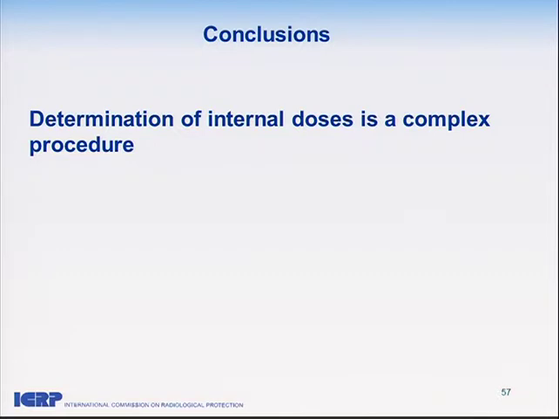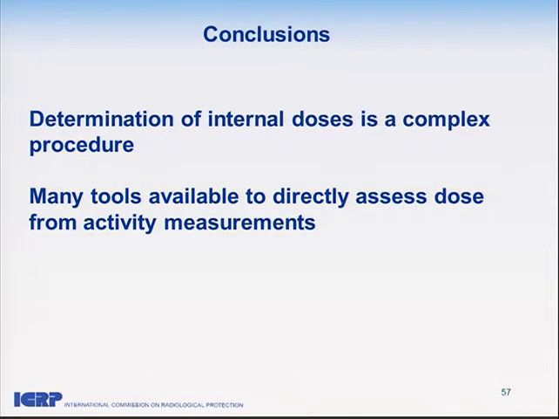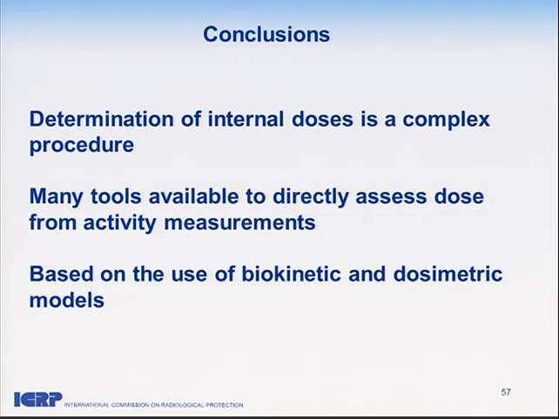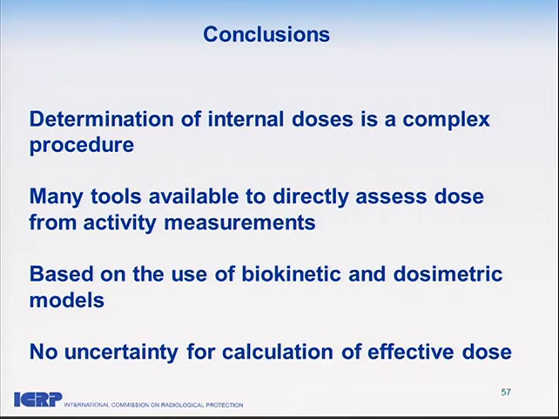So if I try to conclude, I think I have succeeded in convincing you that determination of internal dose is definitely a complex procedure, but thanks again to ICRP, we have many tools available to directly assess the dose from the assessment of the activity. This is based on the use of biokinetic and dosimetric models, and at the end, for the effective dose, we have no uncertainty in the calculation of effective dose.